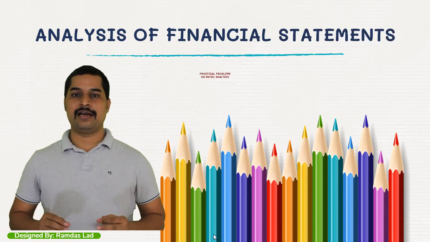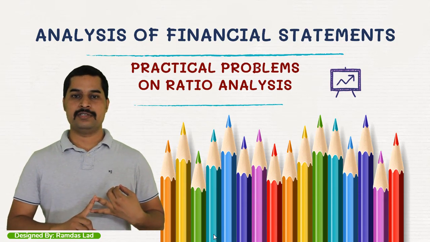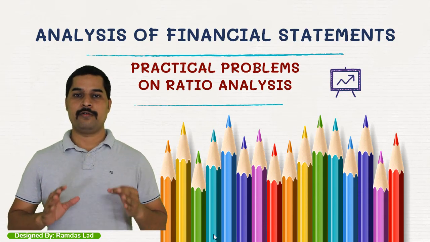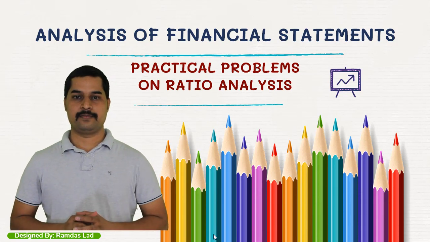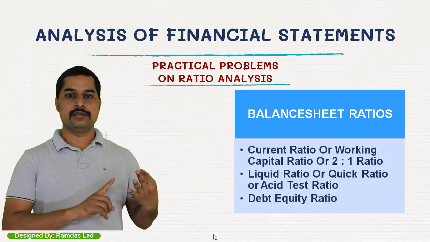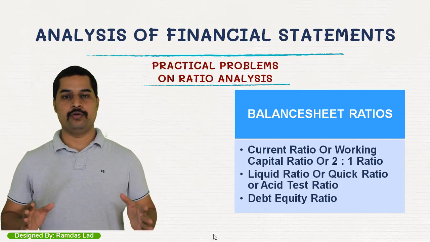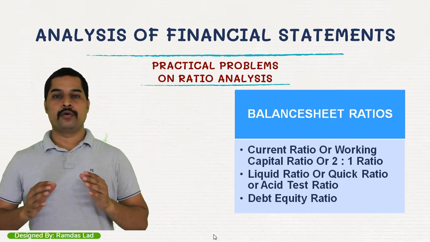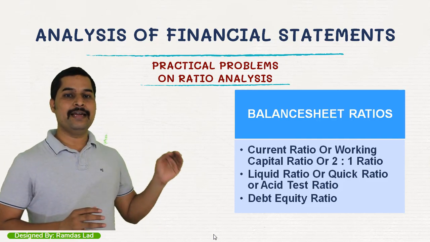According to the nature, there are three types of ratios. The first one is balance sheet ratio, second is revenue statement ratio, and third is composite ratio. Composite ratio is the combination of both balance sheet ratios as well as revenue ratios. First of all, balance sheet ratios. There are three ratios in the balance sheet ratios. The first one is the current ratio, which is also called the working capital ratio or 2:1 ratio. The second one is the liquid ratio or quick ratio, which is also called the acid test ratio. And the third one is the debt equity ratio.